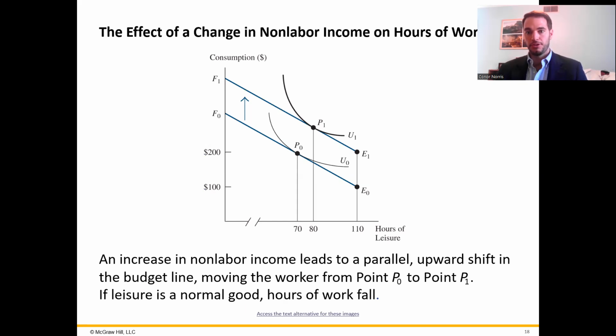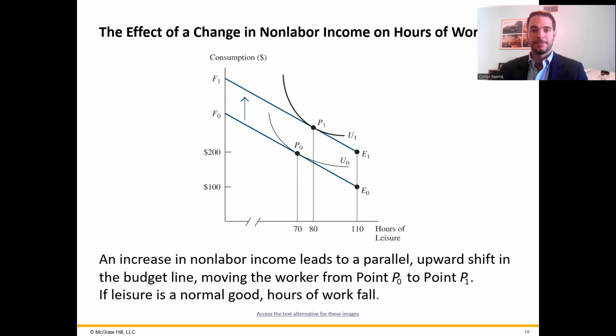So originally, the individual is on budget line E0 and the utility curve U0. The tangent point for that is P0. That's where the budget line is tangent to the indifference curve. So at that point, they're going to choose 70 hours of leisure and looks like $200 in consumption.